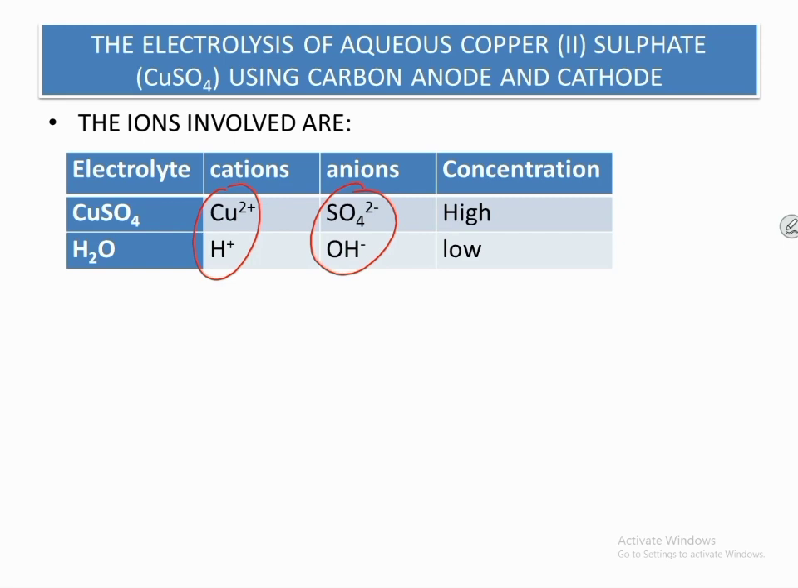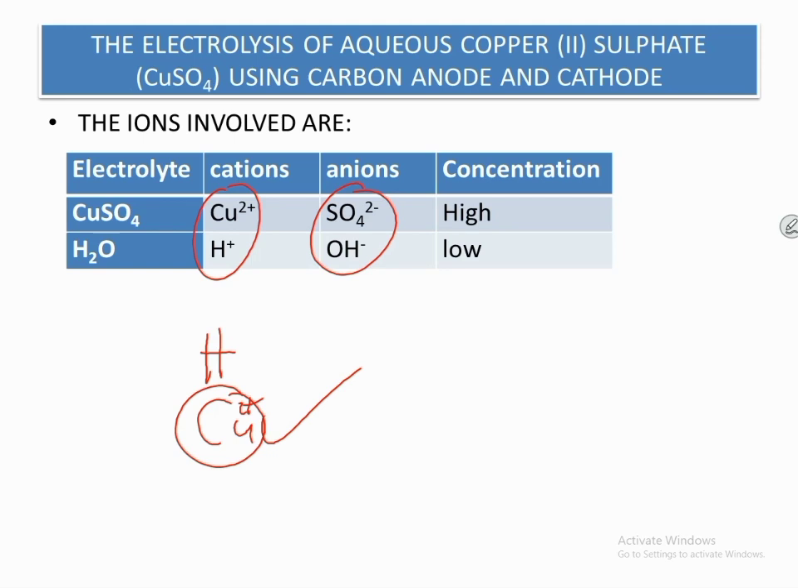I told you those are at the bottom of the cationic series. So which of them comes first? Let's use the mnemonic, H, Cu. You see that Cu is at the bottom. So Cu, which is the copper(II) ion, is the cation that will be discharged at the cathode.